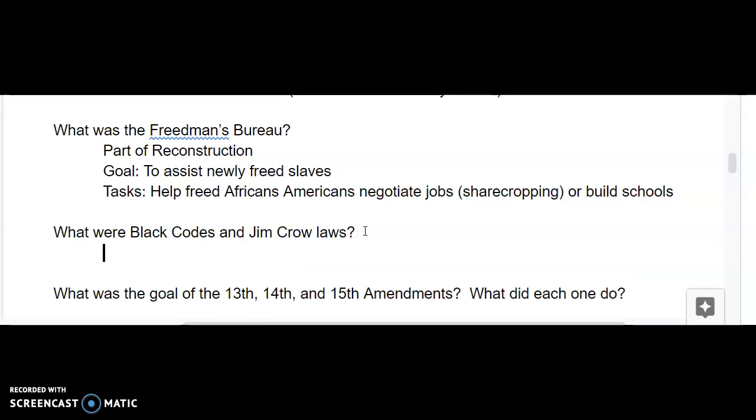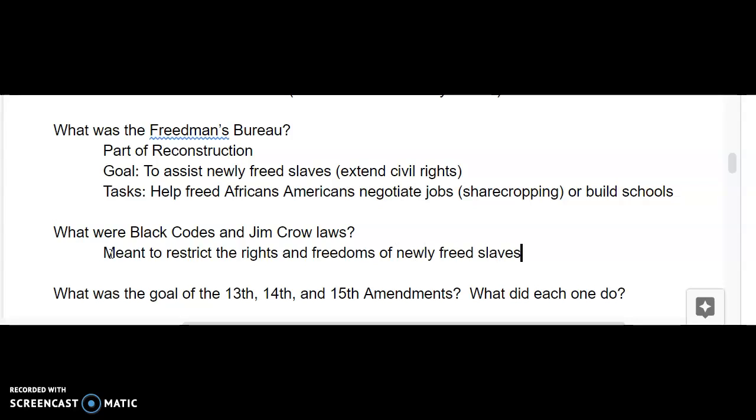Now, black codes and Jim Crow laws are a little different. The Freedmen's Bureau extends rights to slaves. I'm going to put that up here. Extend civil rights. Black codes and Jim Crow laws are kind of the opposite. They are both meant to restrict the rights and freedoms of newly freed slaves. So black codes and Jim Crow laws sort of contradict the Freedmen's Bureau. And that was why the Freedmen's Bureau was so necessary, because white Southerners were coming up with laws that were very restrictive to these newly freed slaves.